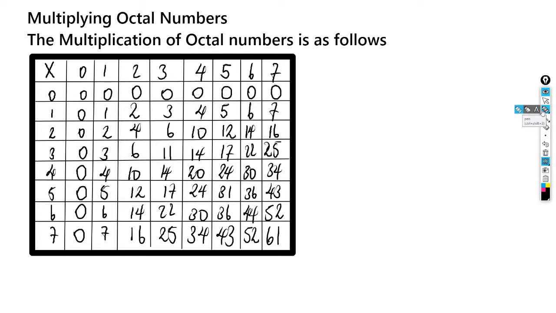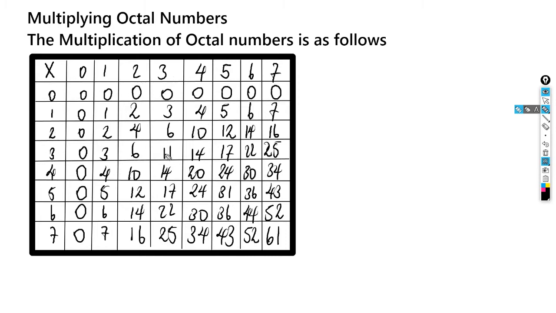All right, guys. So we're going to be looking at multiplication of octal numbers, and here we are with another table, right? So 0 times 0 would give us 0. 0 times any number here would give us 0, right? Then 1 times 1 would be 1, okay? 2 times 2 would give us 4.